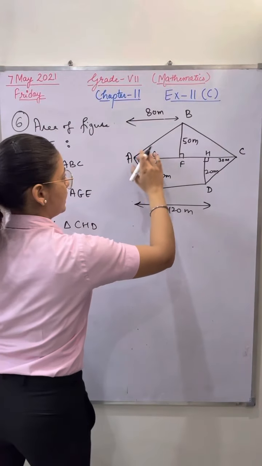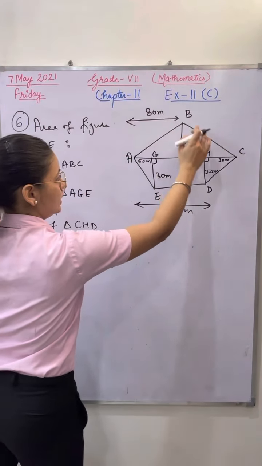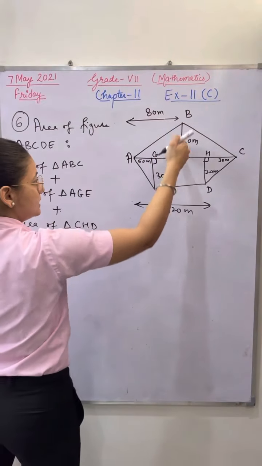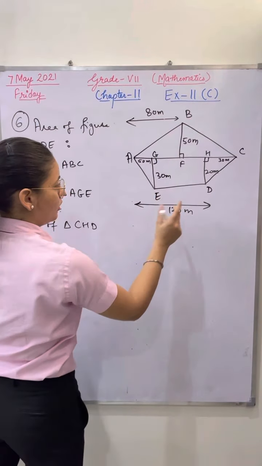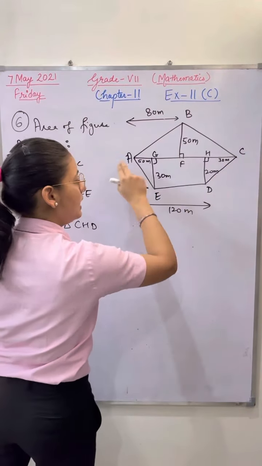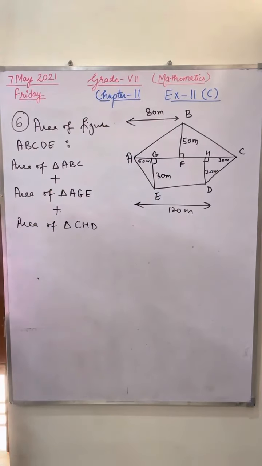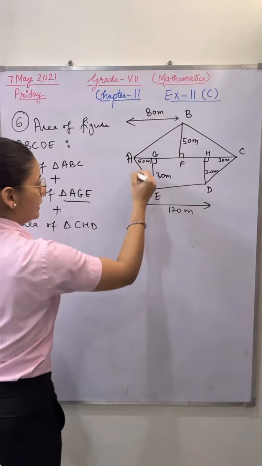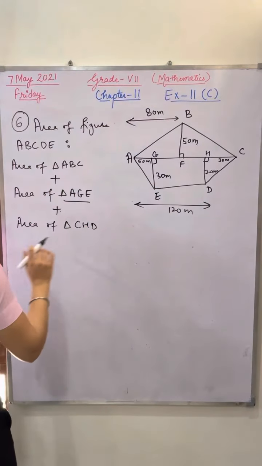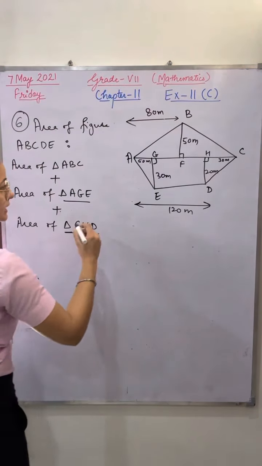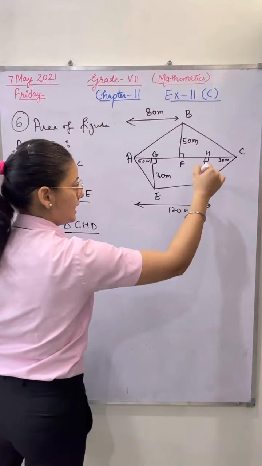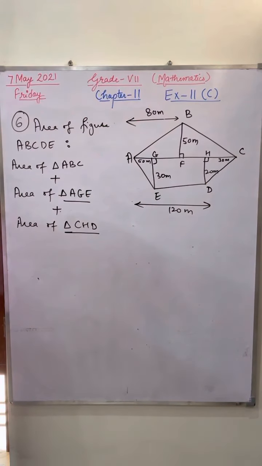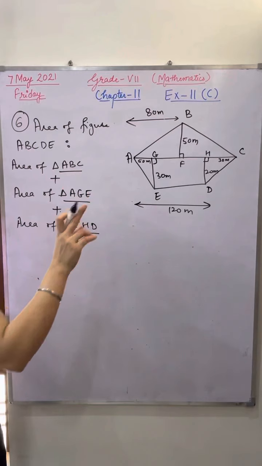First of all, I have taken this complete triangle, because height is given, base I can take out. This base is given and this base is given. I'll add and I'll get the complete base. Then I'm having area of triangle AGE. This is a right angle triangle. Base and height I'm having, I'll take out the area. Then area of triangle CHD. Again I'm having base and height, I'll take out the area. All these areas you have to take out one by one.